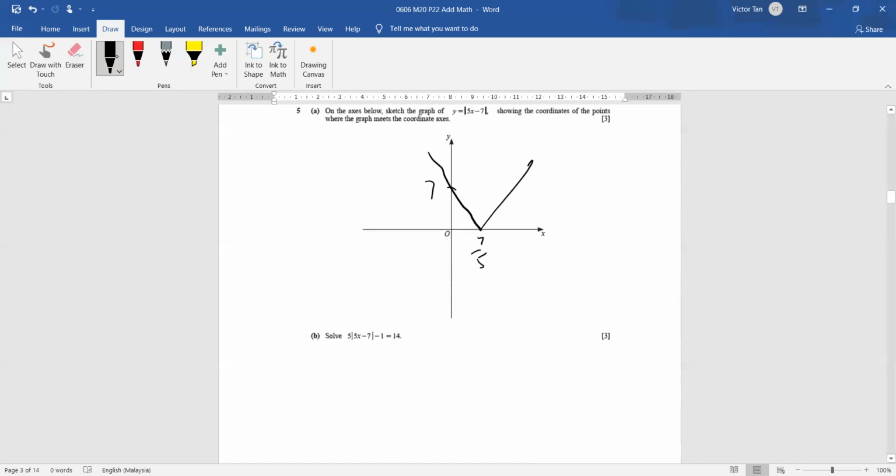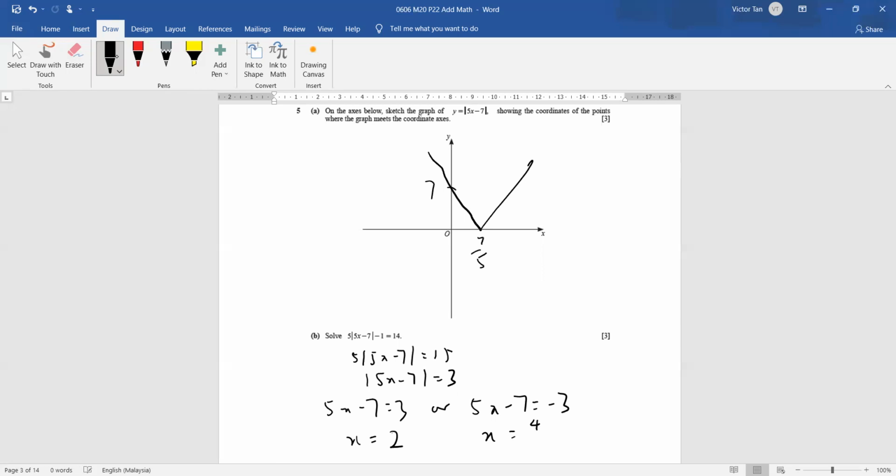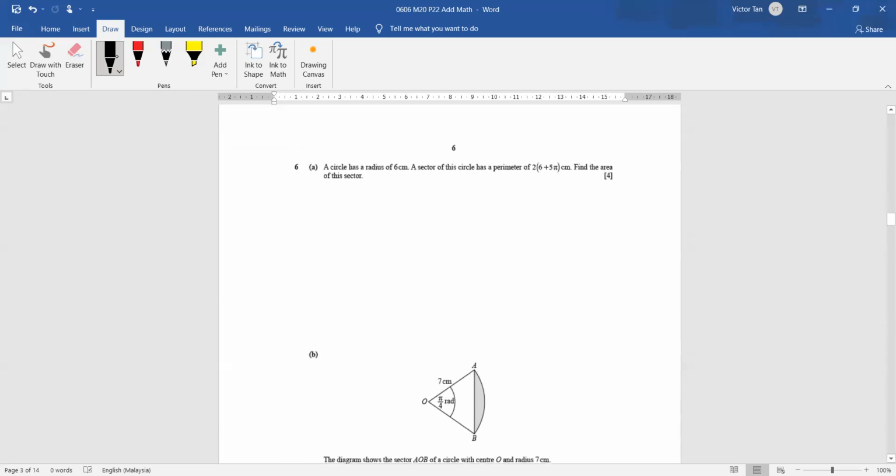Solve this equation. Modulus of 5x minus 7 equals 3. 5x minus 7 can be 3, or 5x minus 7 is minus 3. So here x equals 10 over 5, which is 2. Here x equals... okay, there we have it, 2 solutions.